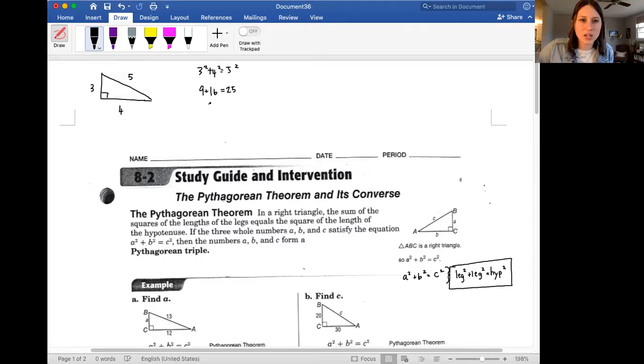And so when I check this, 25 equals 25. And so that works in my Pythagorean theorem. I'm going to make a little list of a few Pythagorean triples. Now, there's really nothing more to this than just remembering what they are and memorizing them.